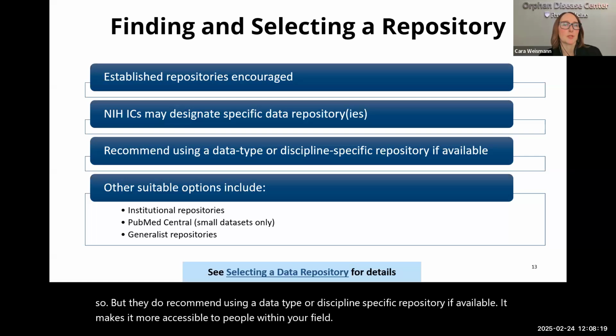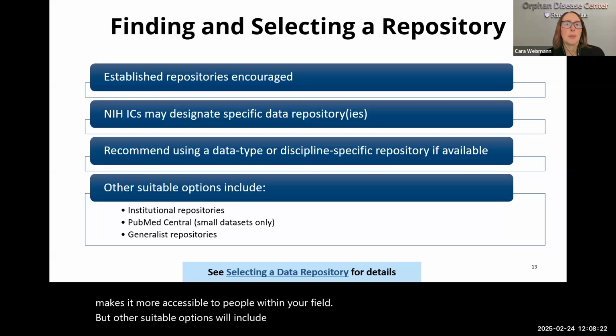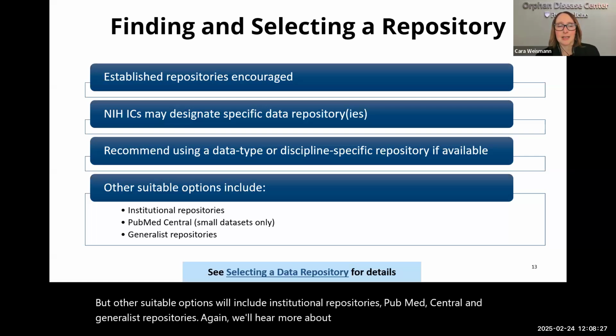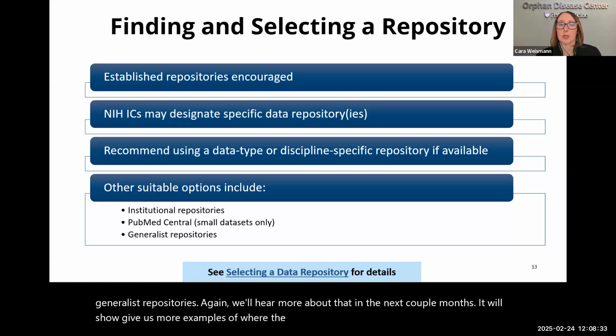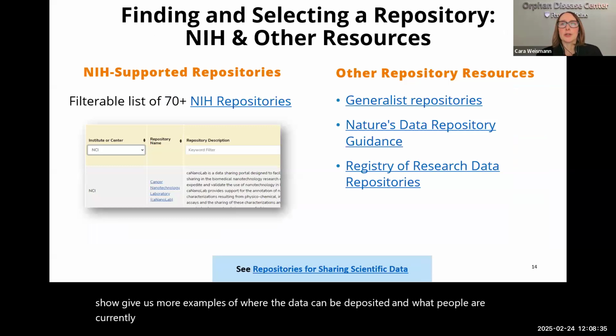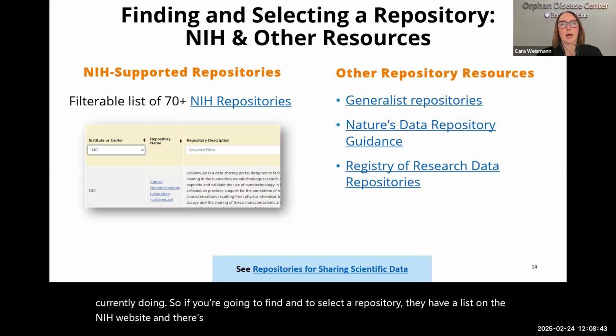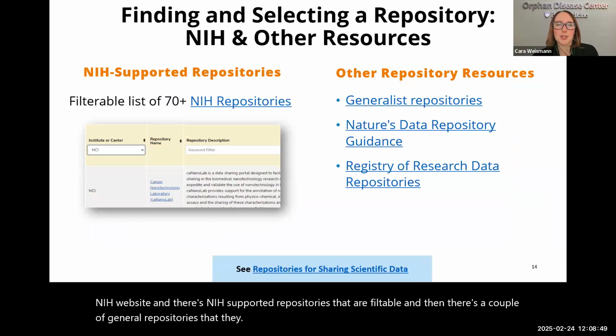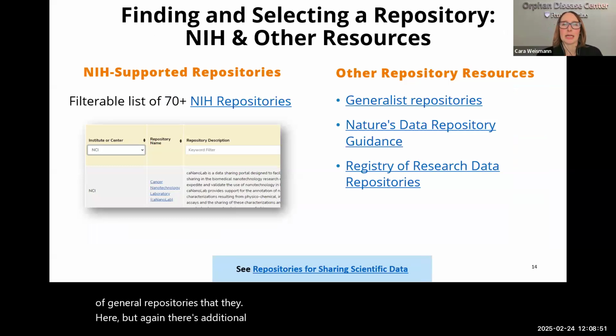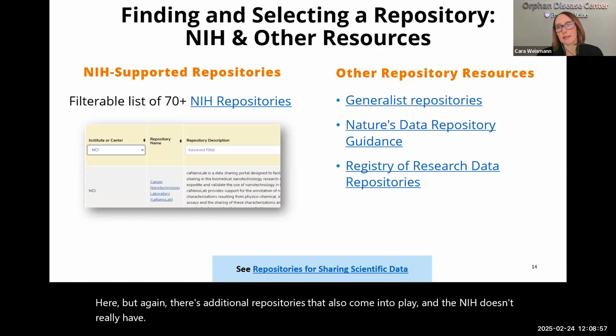Other suitable options include institutional repositories, PubMed Central, and generalist repositories. Again, we'll hear more about that in the next couple of months, which will give us more examples of where the data can be deposited and what people are currently doing. If you're going to find and select a repository, there's a list on the NIH website of NIH-supported repositories that are filterable, and a couple of general repositories that they mention. But there are additional repositories that also come into play, and the NIH doesn't have a specific need for you to use one unless your IC says so.